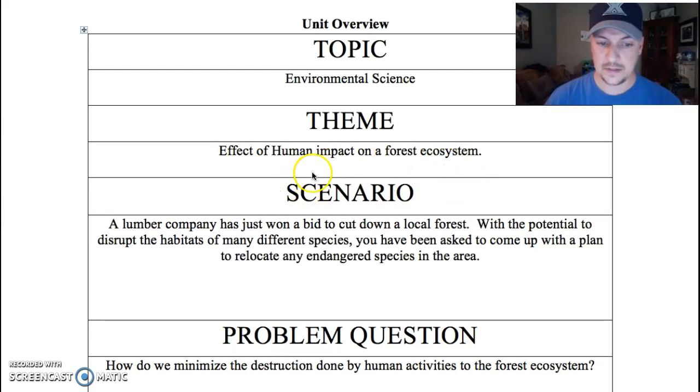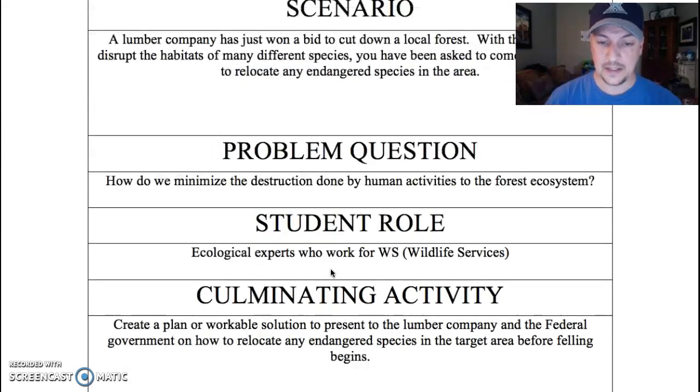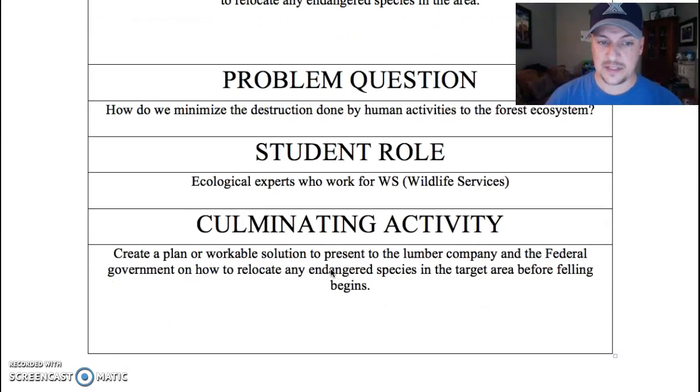And then the scenario. The scenario is a lumber company has just won a bid to cut down a local forest. With the potential to disrupt the habitats of many different species, you have been asked to come up with a plan to relocate any endangered species in the area. The problem question presented with this is, how do we minimize the destruction done by human activities in the forest ecosystem? The students play their own role.